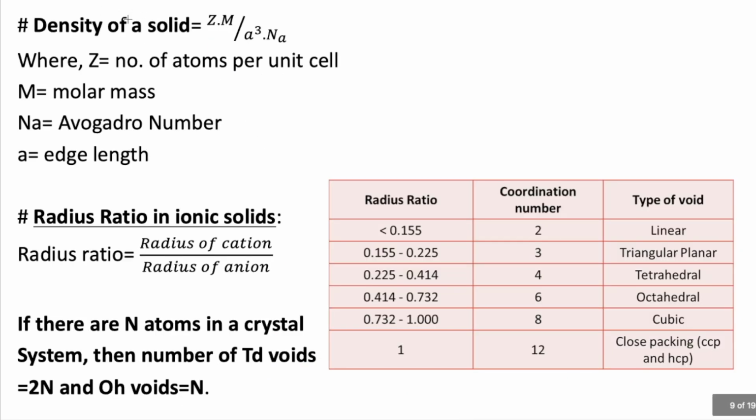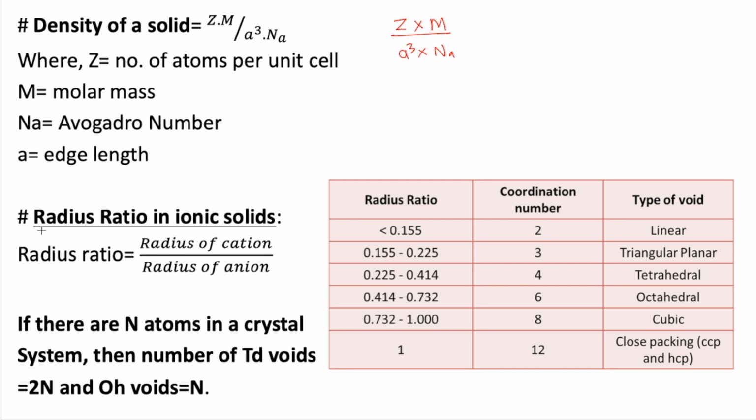Okay, the next thing is to calculate density of the solid. Density of the solid can be calculated by this formula, Z into M upon a cube into Na, where Na is Avogadro number, a is the edge length, Z is the number of atoms per unit cell, M is the molecular mass. Everything is mentioned over here.